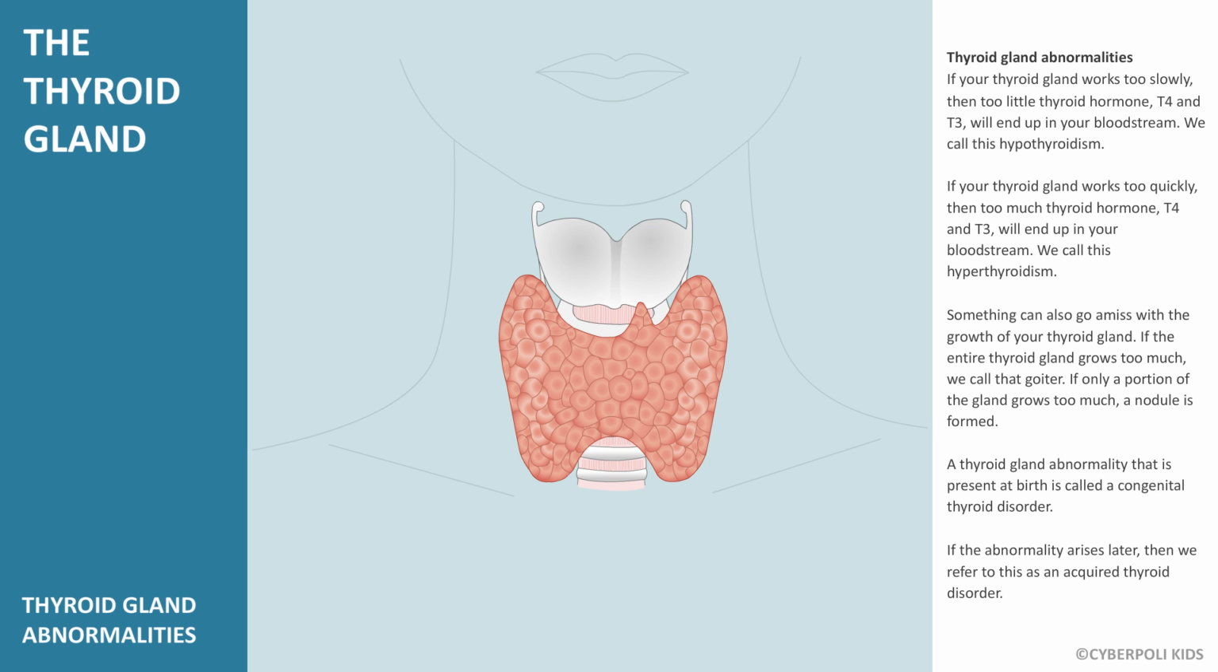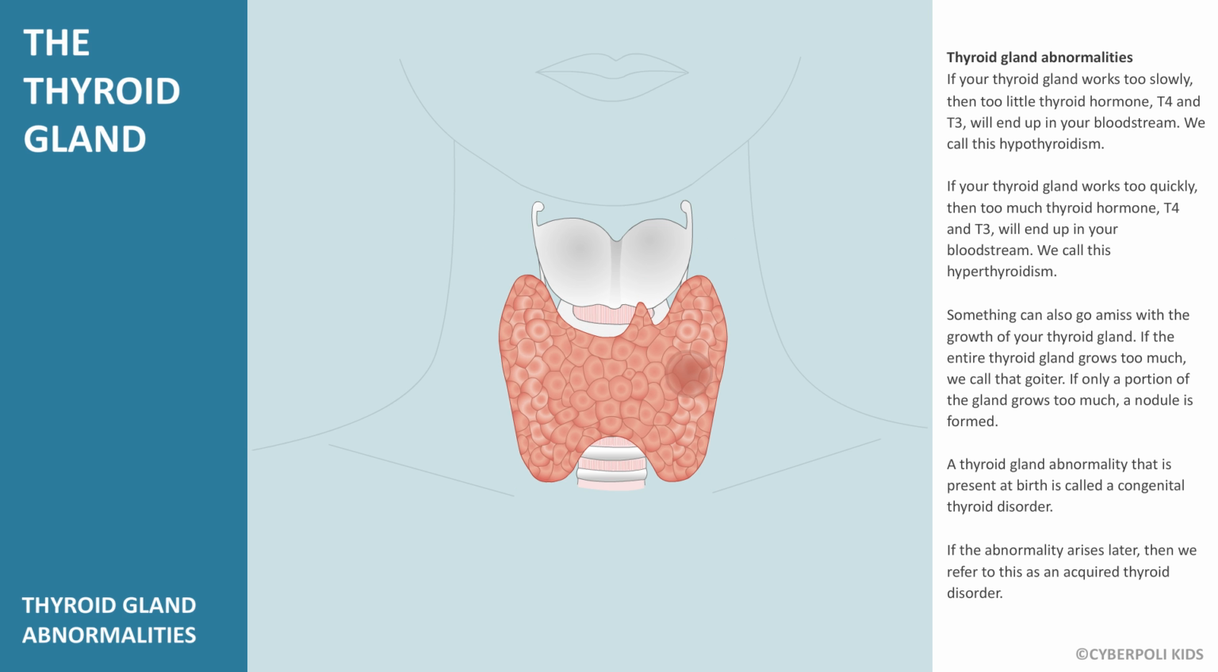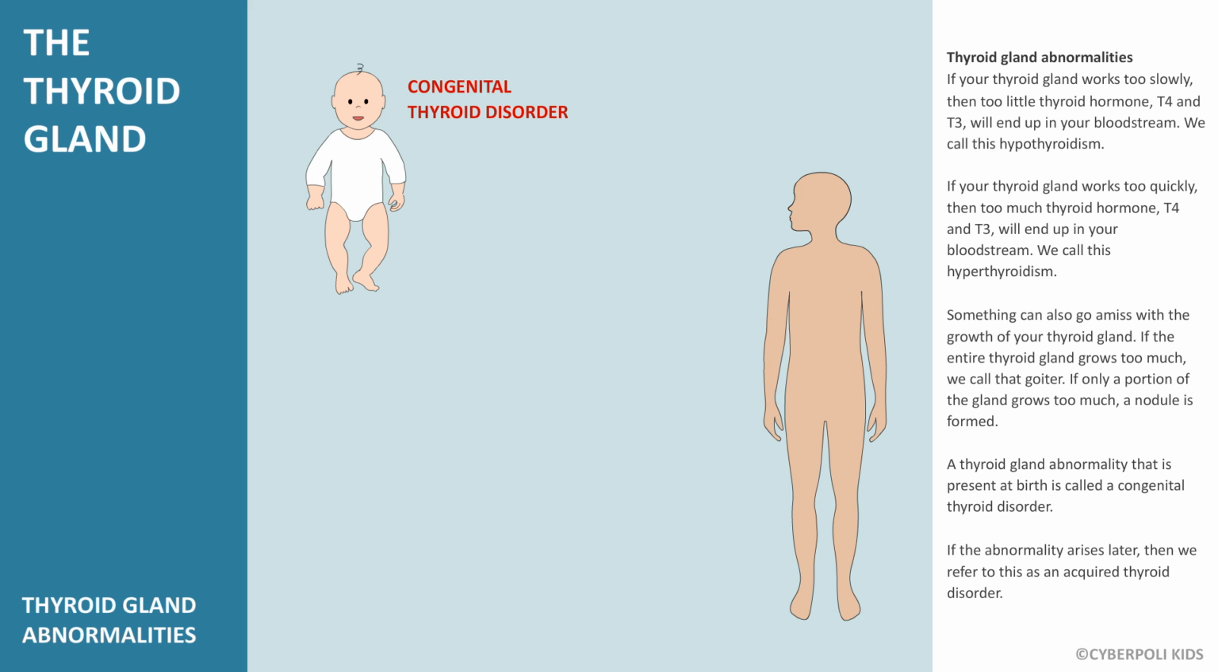Something can also go amiss with the growth of your thyroid gland. If the entire thyroid gland grows too much, we call that goiter. If only a portion of the gland grows too much, a nodule is formed. A thyroid gland abnormality that is present at birth is called a congenital thyroid disorder. If the abnormality arises later, then we refer to this as an acquired thyroid disorder.